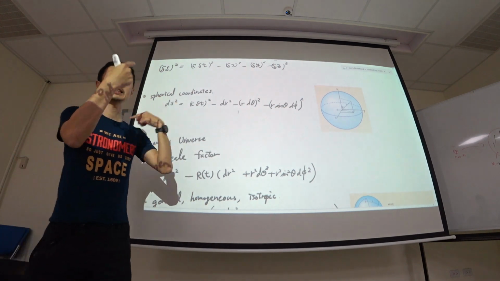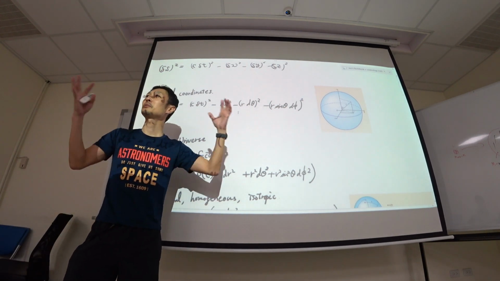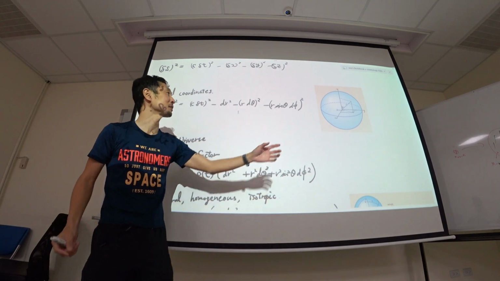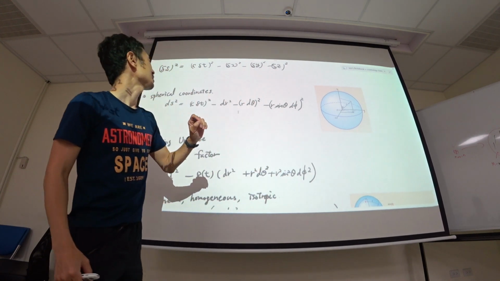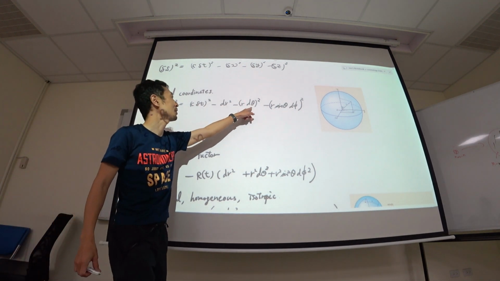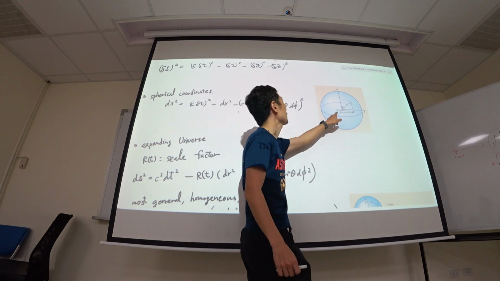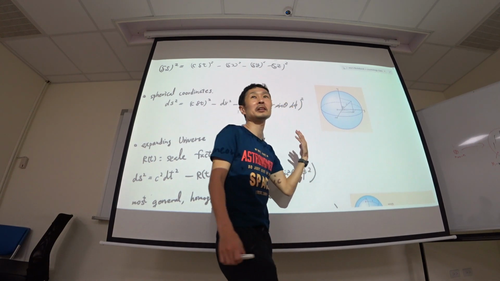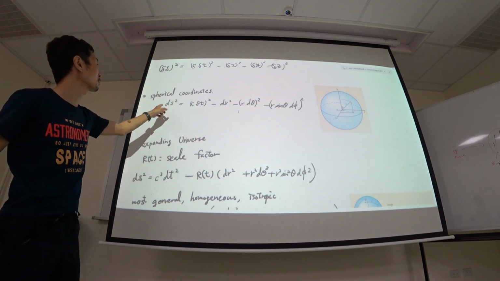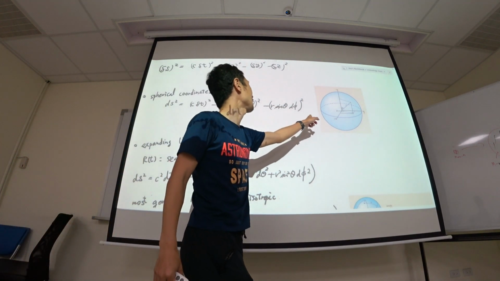This xyz coordinate is not convenient for a spherical universe, because the universe's expansion is spherical. So it's better to use spherical coordinates: r, theta, and phi. Theta and phi are the angles. That's more convenient when the size of the universe is changing. So we think about this invariant.